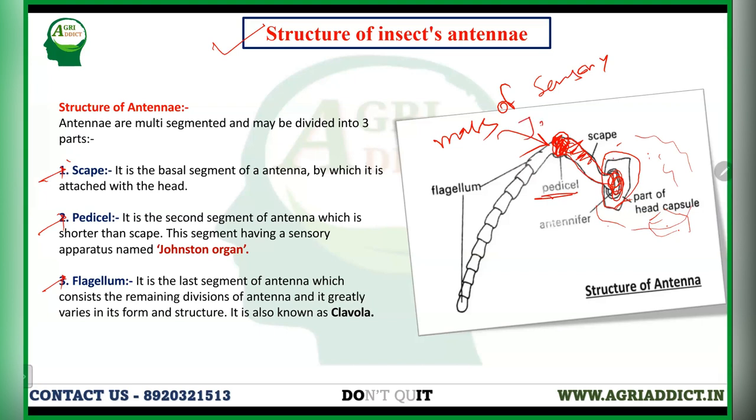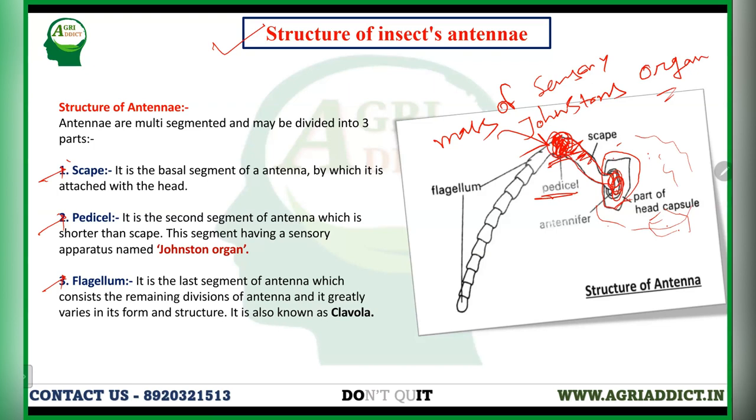That is known as Johnston's organ. This is a pattern question. This question is asked in many competitive examinations and also in JRF, where you can find the Johnston's organ. The Johnston's organ is found in the pedicel, and it mainly works as a chordotonal organ. Chordotonal means hearing organ, in mosquitoes and in gall midges, and other midges. So the Johnston's organ is present in the pedicel.